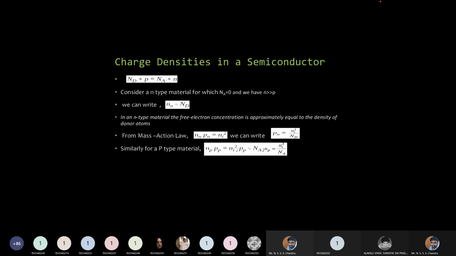Now coming to the charge densities. Whether it's an intrinsic semiconductor or an extrinsic semiconductor, it is electrically neutral. So first we shall balance the positive charges and negative charges. In an electrically neutral material, positive charges are equal to negative charges. Positive charges are contributed by holes and negative charges are contributed by electrons if it's an intrinsic semiconductor.